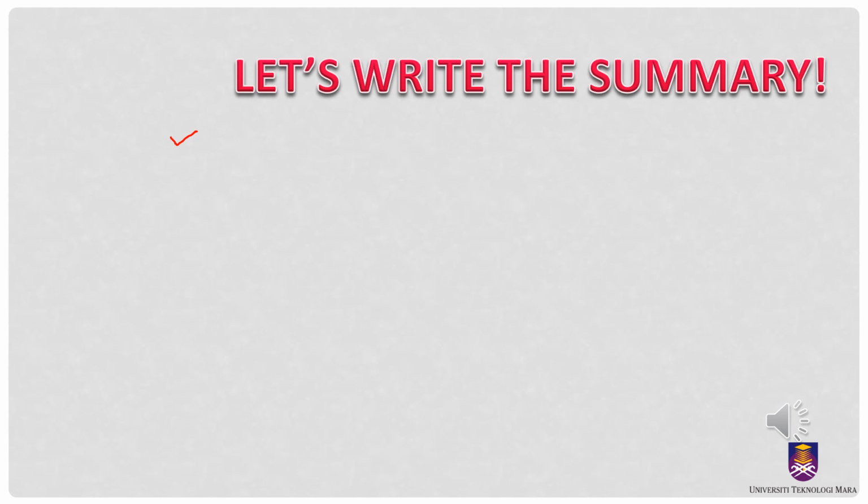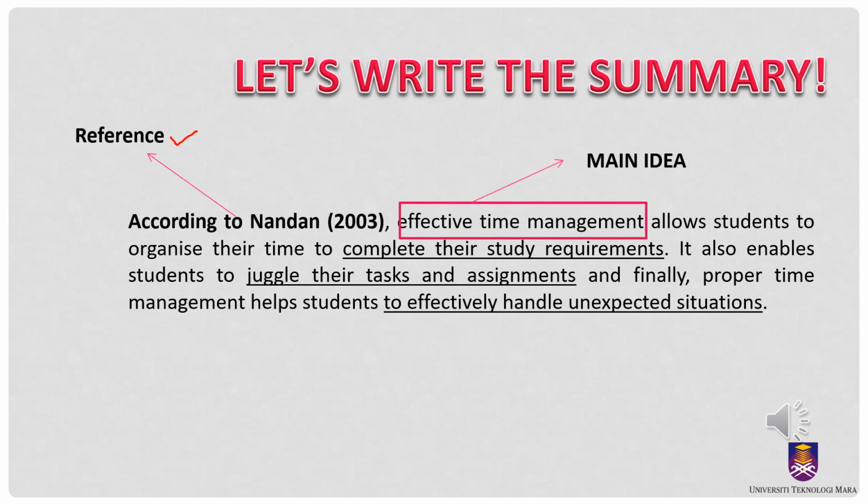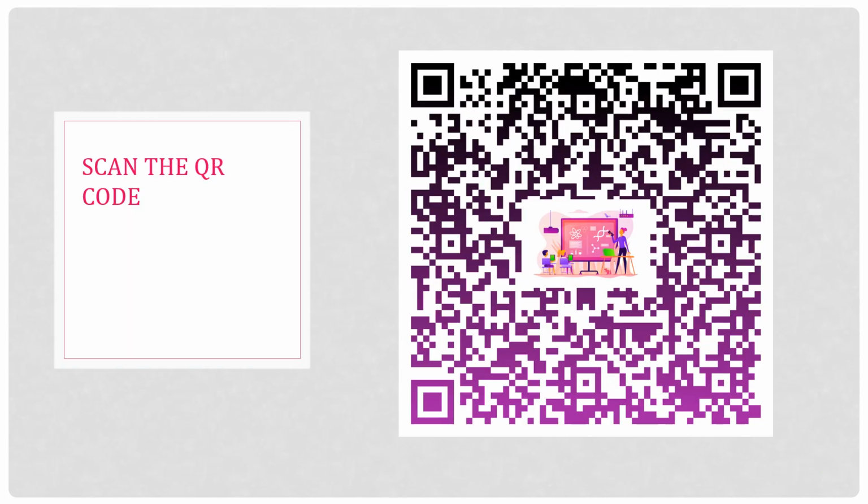So let us write the summary. According to Nandan 2003, effective time management allows students to organize their time to complete their study requirements. It also enables students to juggle their tasks and assignments. And finally, proper time management helps students to effectively handle unexpected situations. So according to Nandan 2003 is the reference. Effective time management is the main idea. And then, okay, these are the three supporting details. And if you notice, the points have been paraphrased and restructured.